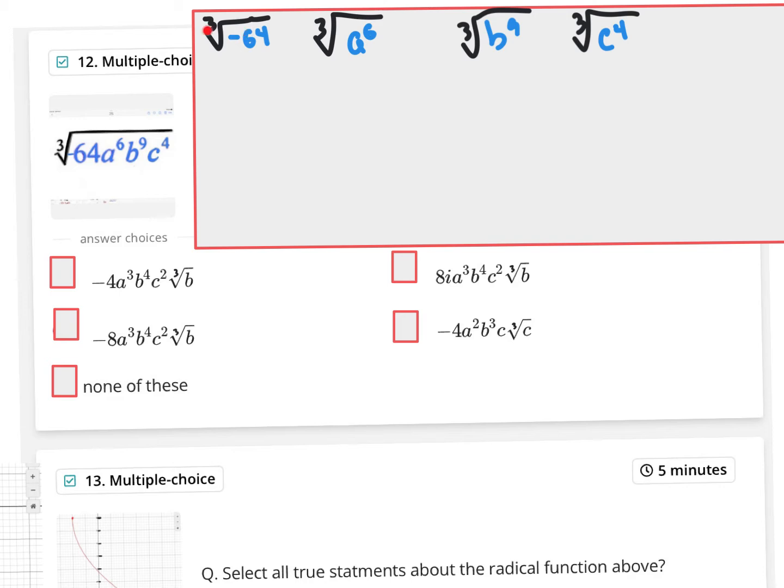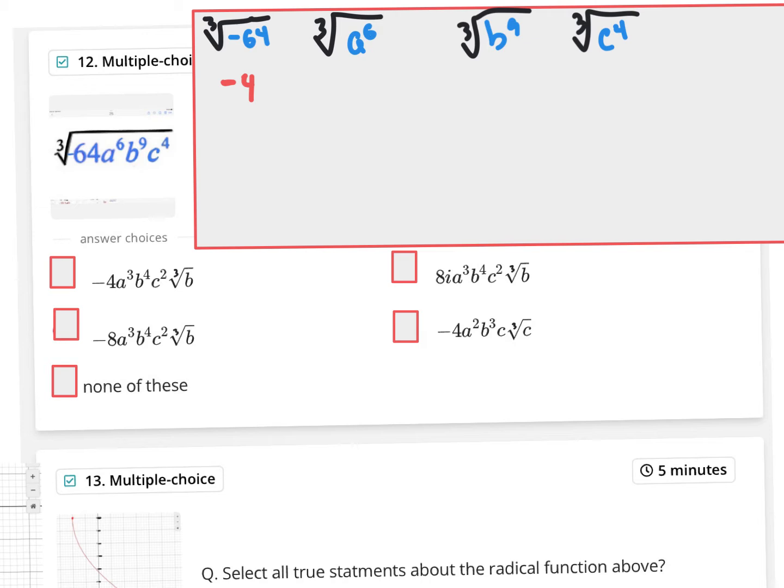Most of the time when we have square roots, that negative comes out as an imaginary. That'd be a mistake right here, because you could actually find a number that you multiply with itself 3 times that'll give you negative 64. So what is that number? It's actually negative 4. Negative 4 times negative 4 is positive 16. Positive 16 times negative 4 will get you back to that negative 64. So it's not 4i, it's actually negative 4.